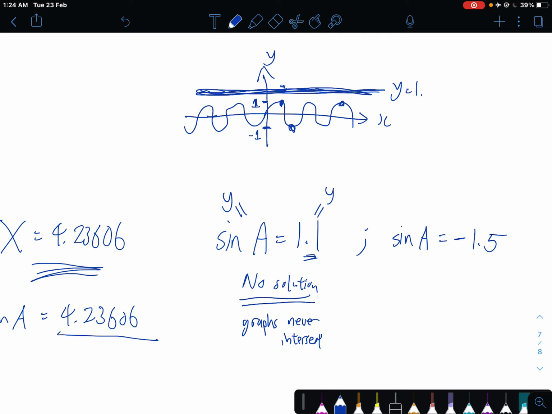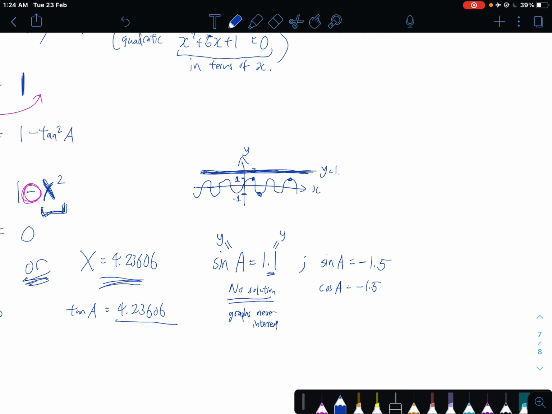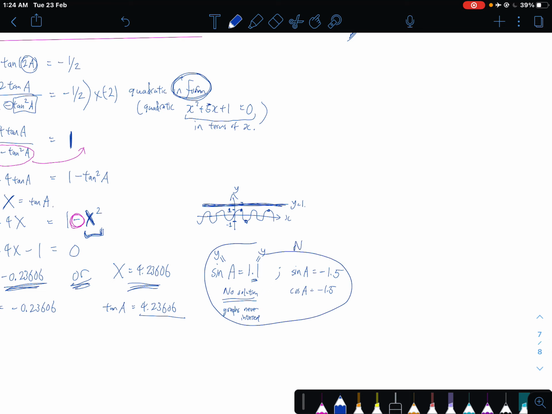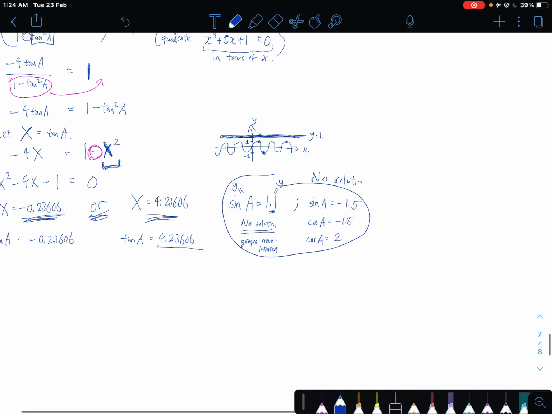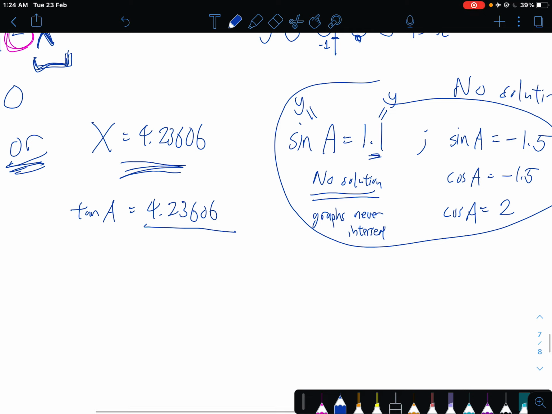And same thing for cosine. Cosine also. All these have no solution. Cosine of something like +2 also has no solution. However, that's only for sine and cosine. For tangent it's a different case, different case altogether. Look at its graph.